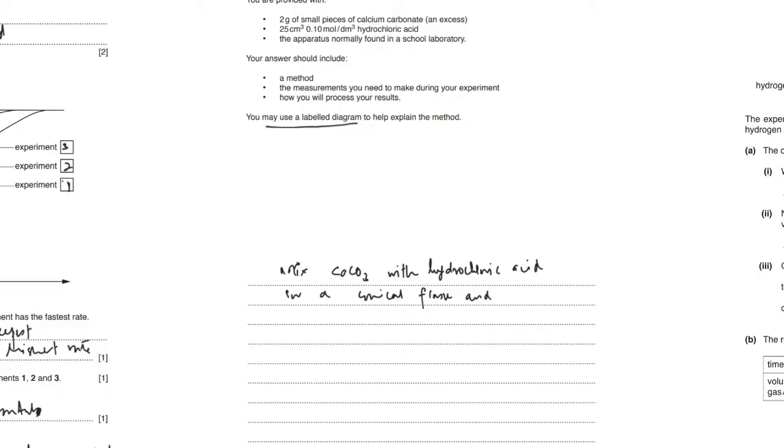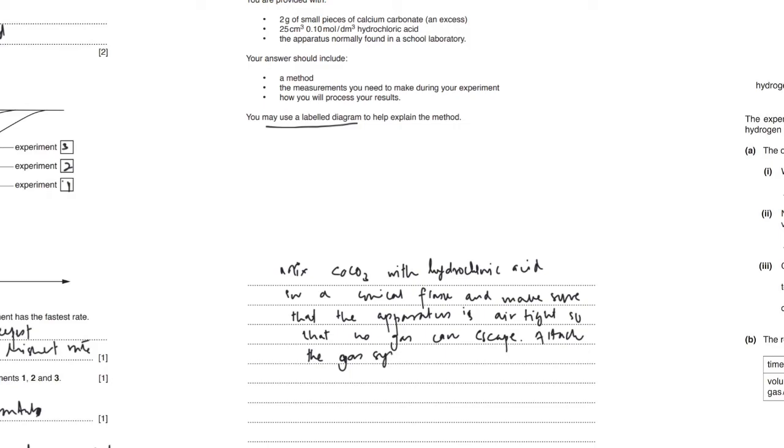And you have to make sure that the apparatus is airtight, so that no gas, or carbon dioxide, can escape. Then mention that you will attach the gas syringe to the conical flask, where you will collect the volume of carbon dioxide gas.